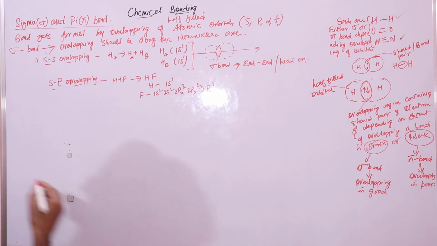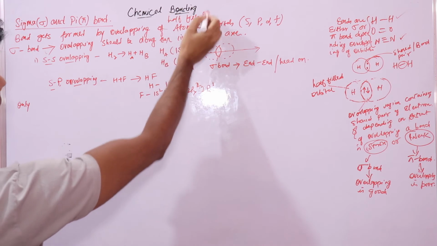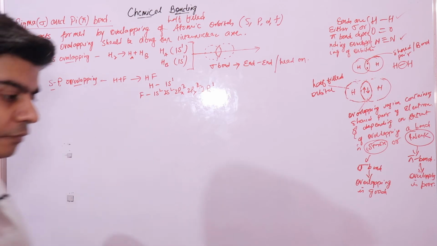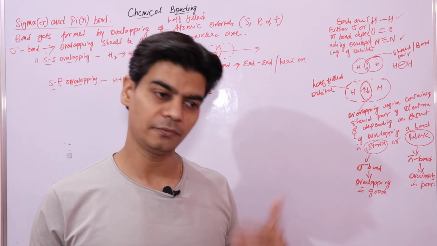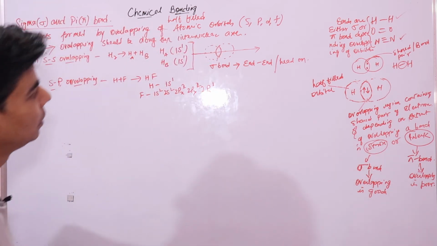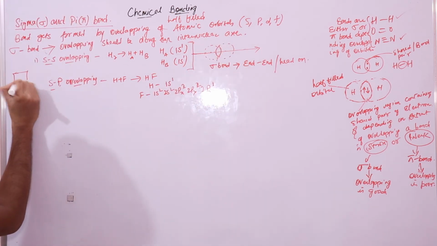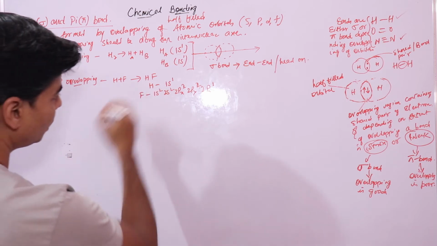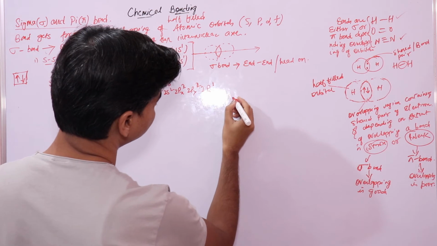So the condition for overlapping is, as we have mentioned here, only half filled orbitals will overlap, and there is one more condition: the electrons should be spinning in opposite directions. If you remember, as per Pauli's exclusion principle, electrons should be spinning in opposite directions. If this is your orbital, we always write electrons like this. This means electrons are spinning in opposite directions. So when hydrogen and fluorine approach one another in order to form a bond, it would be like this.